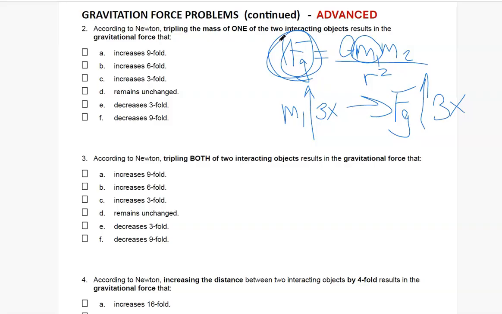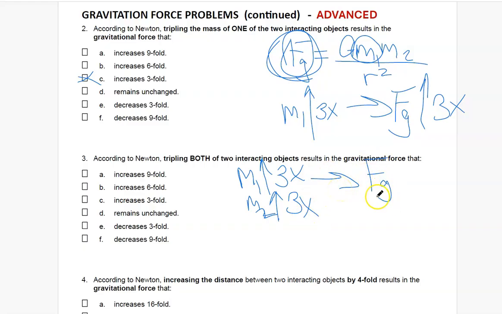All right, question number 3. According to Newton, tripling both of two interacting objects results in a gravitational force that, so we're tripling the mass of both of them. So we've got mass 1 that's increasing 3 times, and we've got mass 2 that's also increasing 3 times. Well, this will result in the force going up 3-fold, and so will this.